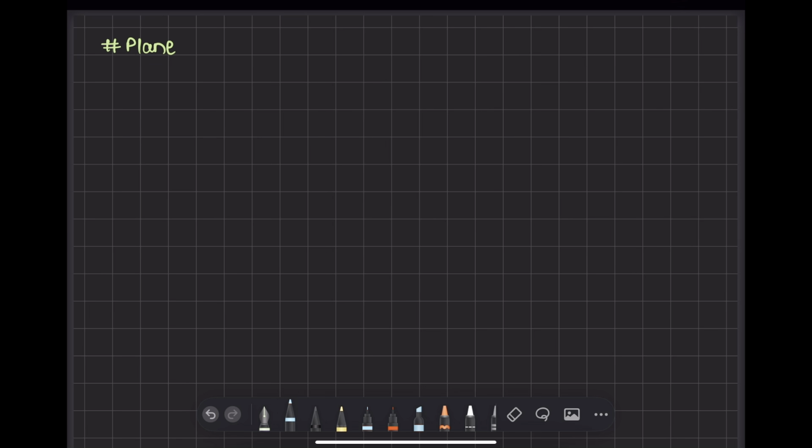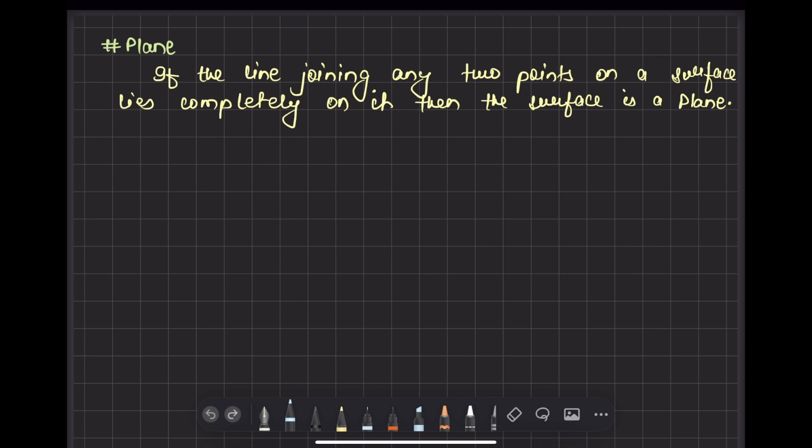If you try to understand the definition of the plane: if the line joining any 2 points, suppose there are this point and this point, if you draw a line and this line completely stays, forever, on the surface, then we call it a plane.